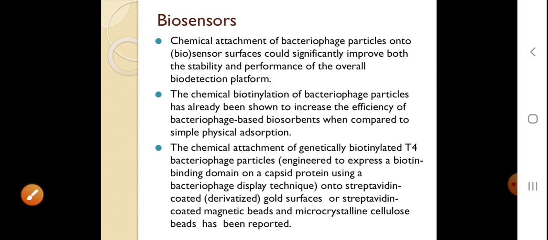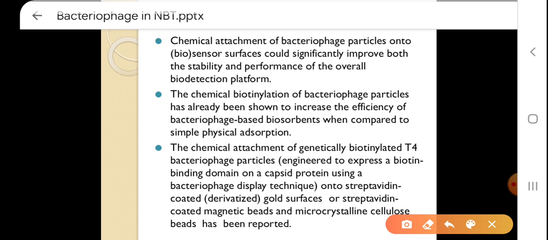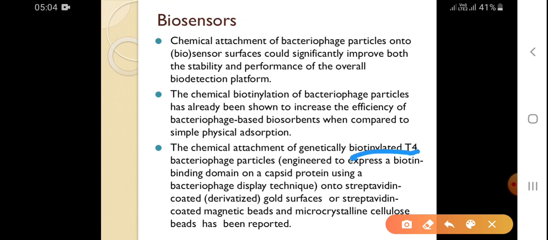Now the classical example which is discussed here is the biotinylation of T4 bacteriophage. You engineer the T4 bacteriophage to express the biotin binding domain on a capsid. That is, you have the T4 bacteriophages. T4 again is a bacteriophage which infects E. coli, right? So this phage will be expressing the biotin binding domain on the capsid, that is, on the exterior surface. Okay, so this again you develop by the bacteriophage display technique.